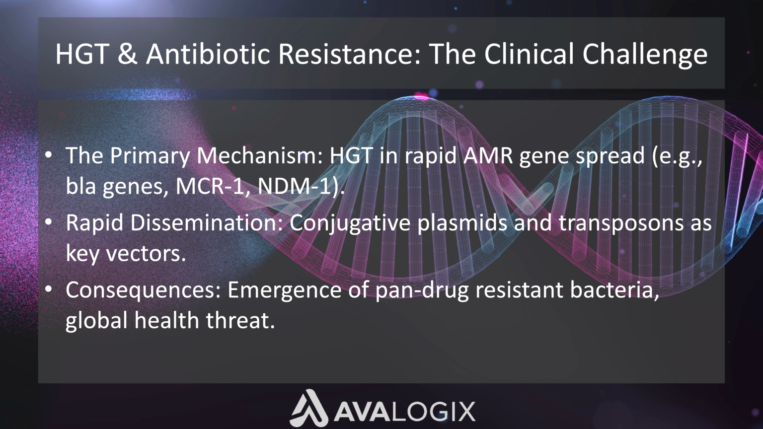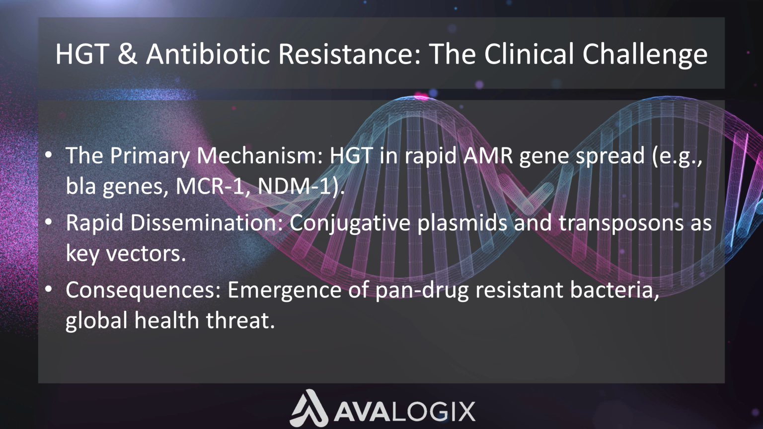Consider some notorious resistance genes. Beta-lactamase genes, BLA genes. These enzymes degrade beta-lactam antibiotics like penicillins and cephalosporins. ESBLs, extended-spectrum beta-lactamases, and carbapenemases, e.g., KPC and NDM-1, are often found on mobile genetic elements, enhancing their spread.